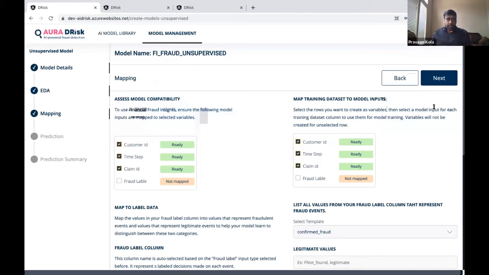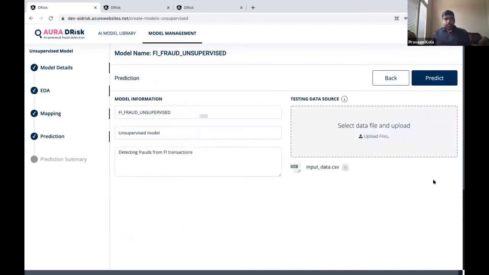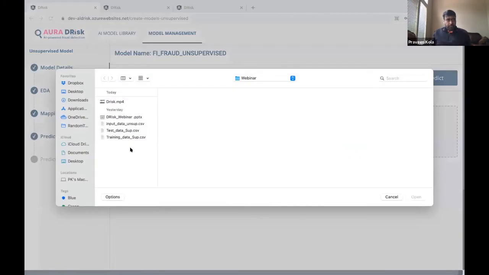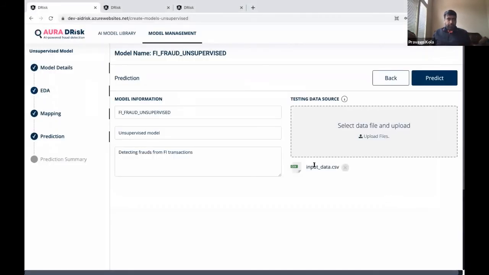And then the next part is the prediction. This is where you can bring data that the system has not yet seen completely, upload the data, and you can upload any file that you already mapped. We already uploaded this data for the demo purpose here. And once you hit the prediction, the system will get the anomalies that it is trying to find out without any training.